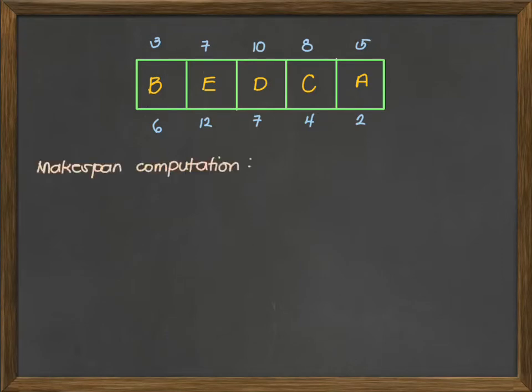Okay? So we are to compute for the makespan. So we just rewrite the flow or the sequence from Johnson's algorithm, and then we write the columns machine 1 and machine 2. So I'll just use M1 and M2 to designate the work centers. So ang sabi, si job B will take 3 hours to finish in the first machine. So we write 3.